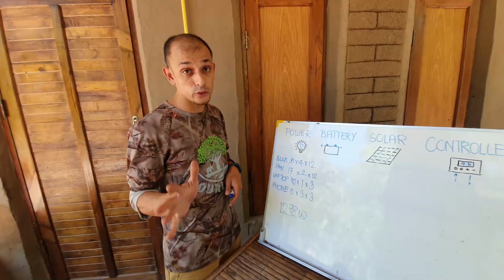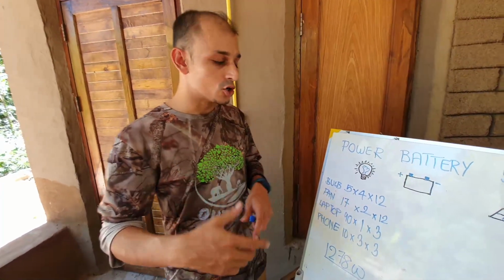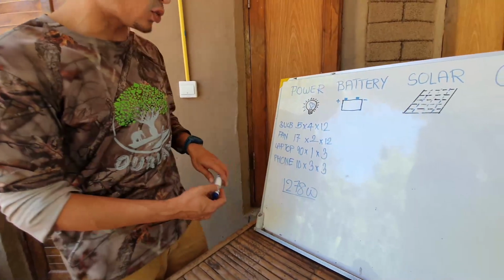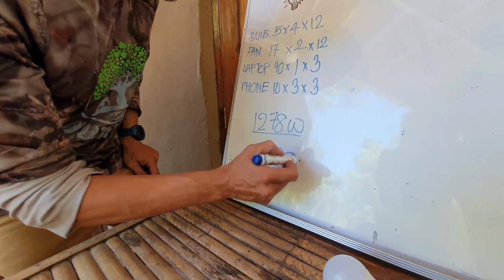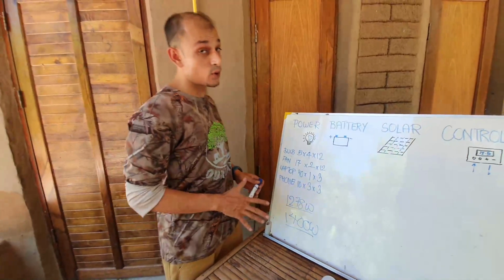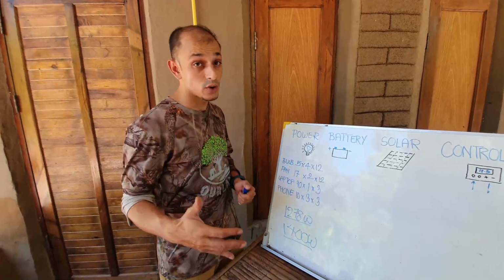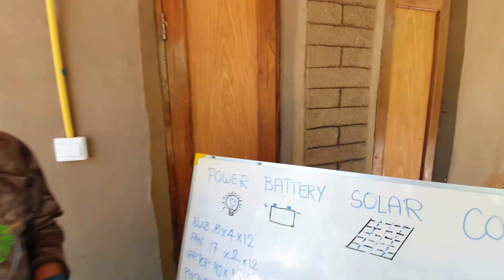But before we do, remember, you always want to buffer a little bit of your power. So we ended up at 1278 watts. We're going to buffer it up to 1400 watts. Done with step 1, we're going to move into step 2 and actually see the total batteries that we need.